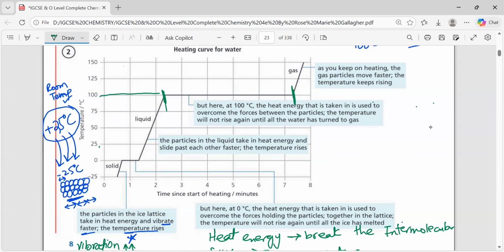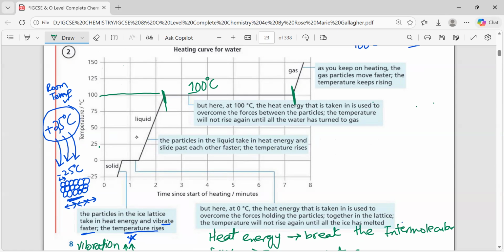Why is it so? They can ask you. Just like the reasoning which we discussed over here, that why at 0 degree temperature is not rising, similarly there is the reasoning over here that why temperature will not rise at 100 degree. So what will happen at 100 degree? The particles, when they were in liquid state, their kinetic energy was increased and their vibrations were increased. But in liquid there are some intermolecular interactions as well.